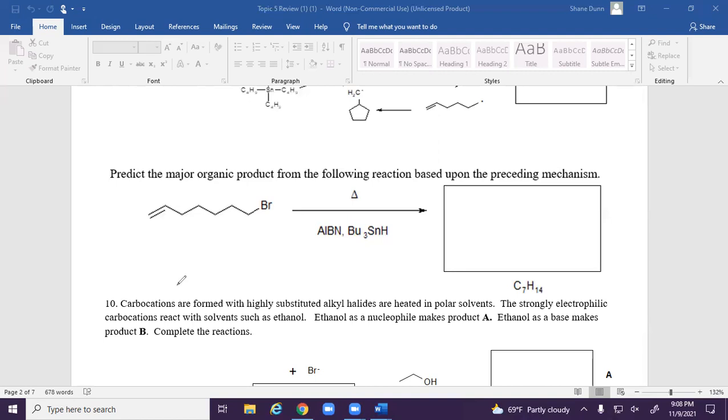So here we go. Here's a molecule. Predict the major organic product. So bromine is what? The leaving group. Does it want to form a homolytic or heterolytic bond? Is it more electrophilic or less electrophilic than carbon? Way more. So it wants to form a heterolytic.